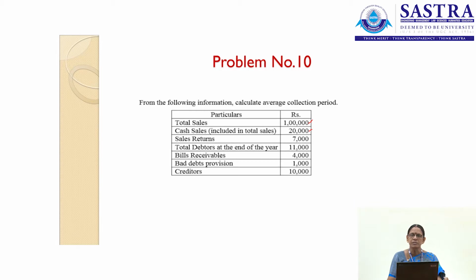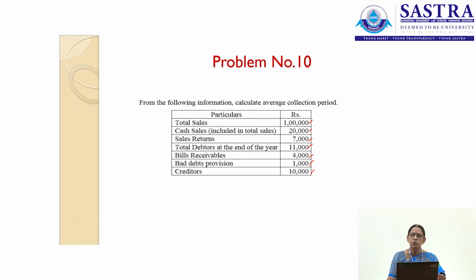Now sales returns is 7,000 rupees. So what is your net credit sales? 1 lakh rupees minus 20,000 will be the credit sales. 80,000 minus 7,000, 73,000 will be the net credit sales. Now total debtors at the end of the year is 11,000, bills receivable is 4,000, bad debts provision is 1,000, creditors is 10,000. We should be very careful in this problem.